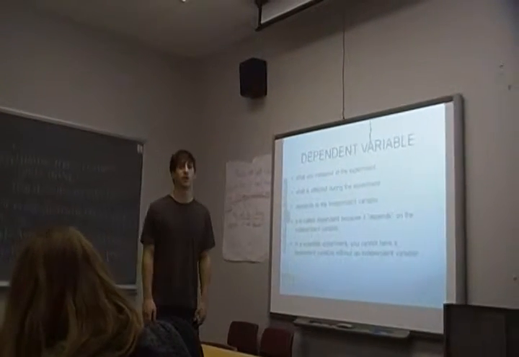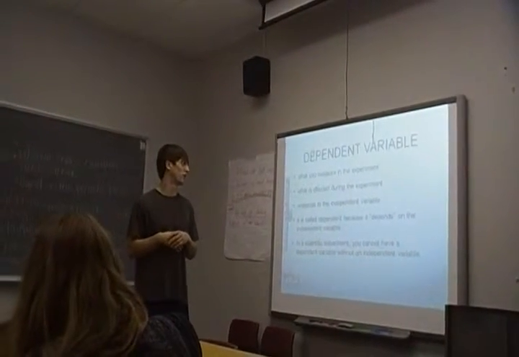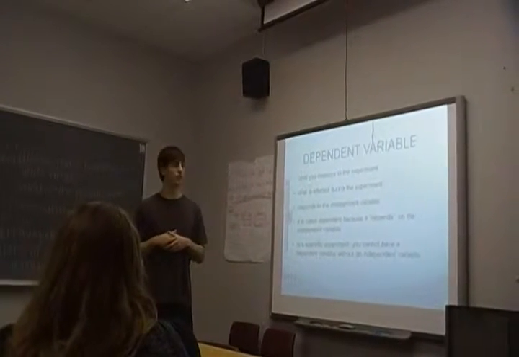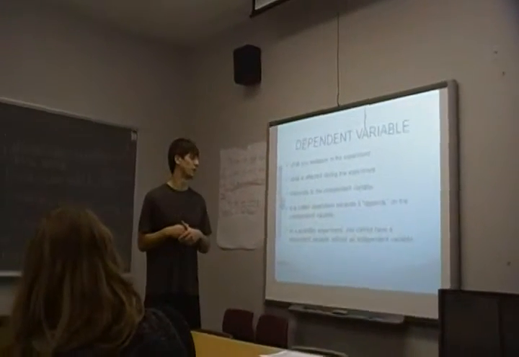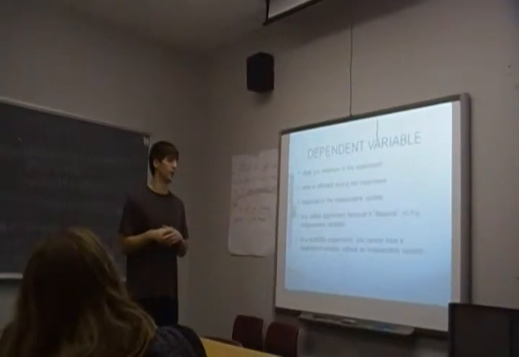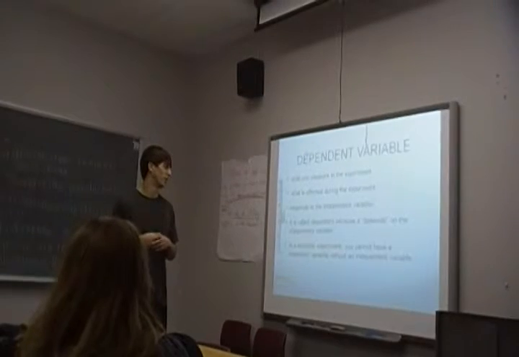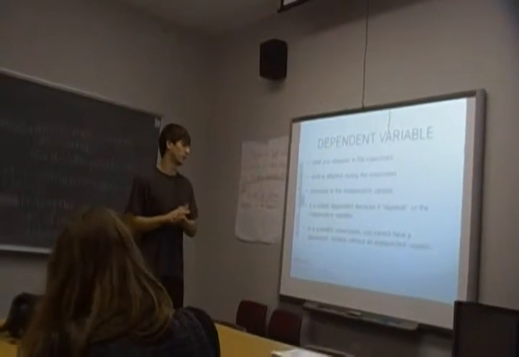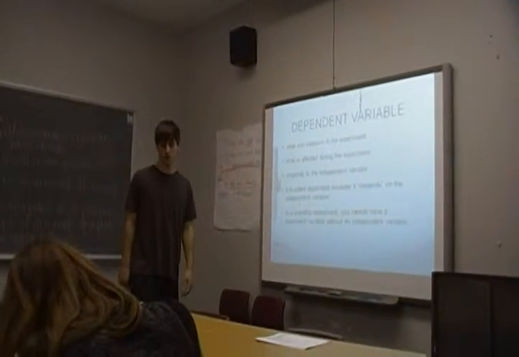A dependent variable is what you measure in the experiment, and it is what is affected during the experiment. It responds to the independent variable, and it's called the dependent because it depends on the independent variable. In a scientific experiment, you cannot have a dependent variable without an independent variable.